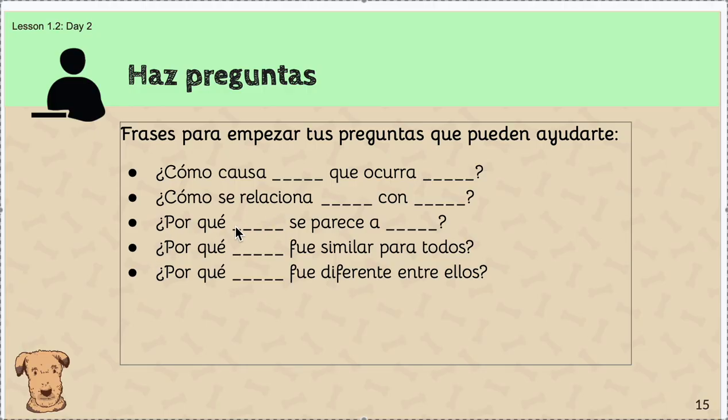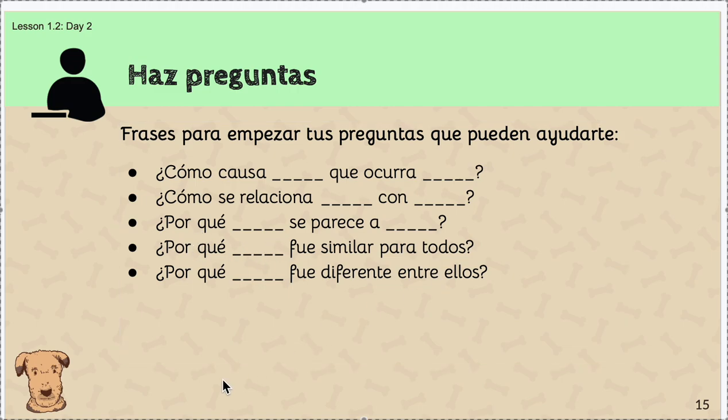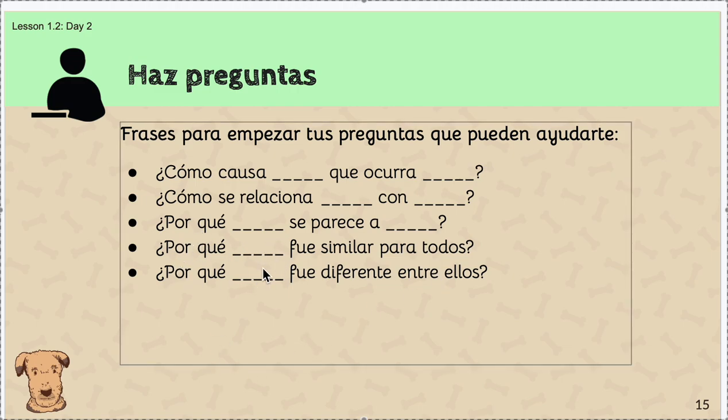¿Por qué blank se parece a blank? Why does blank look like blank? ¿Por qué blank fue similar a todos? Why was blank similar in all of them? ¿Por qué blank fue diferente en todos? Why was blank different in all these? Okay. In the blank spots, for example, I can say, ¿por qué las orejas fueron similares en todos? Why were the ears similar in all of these?